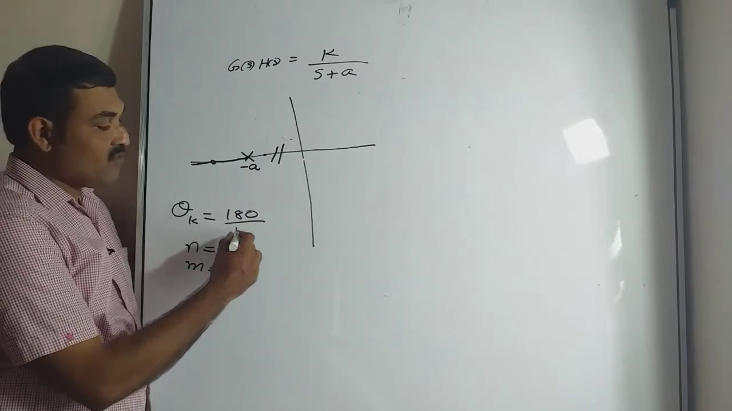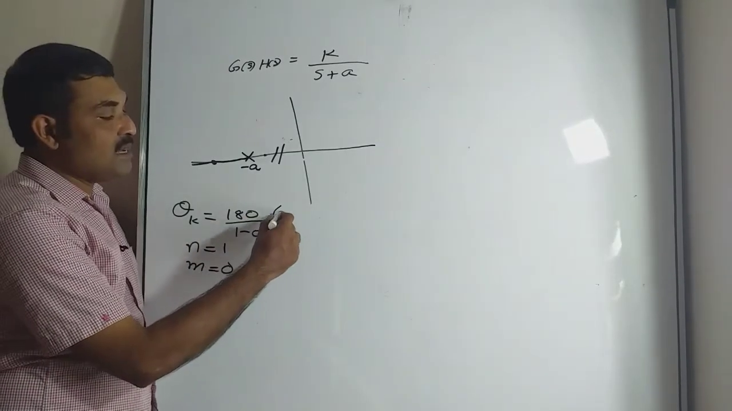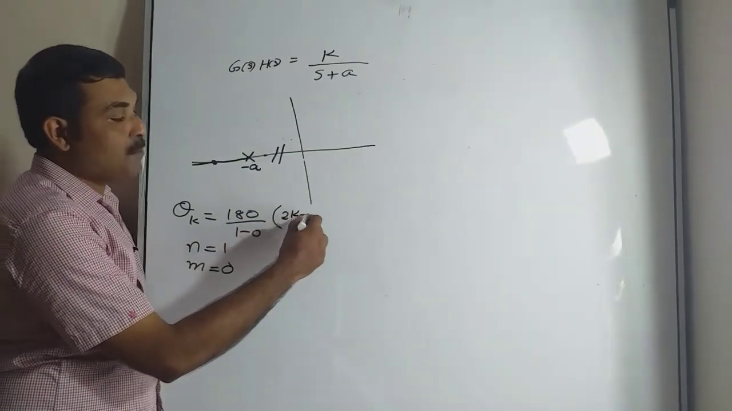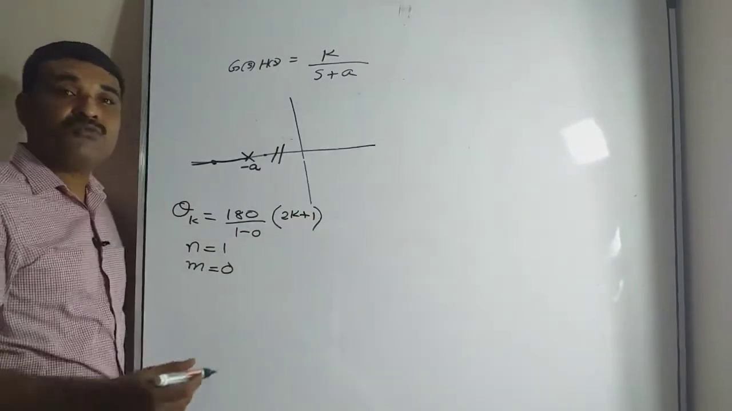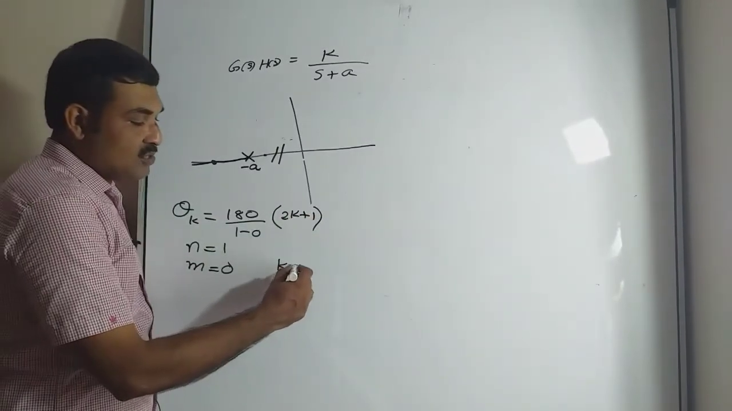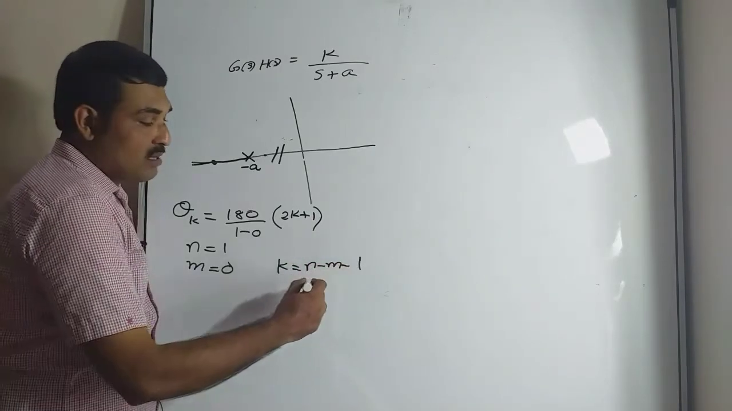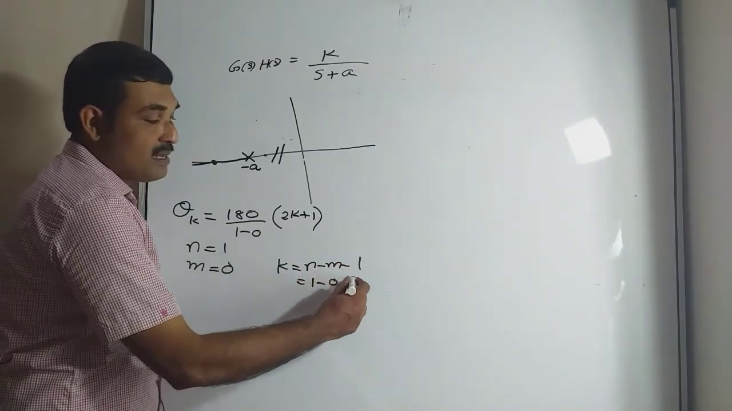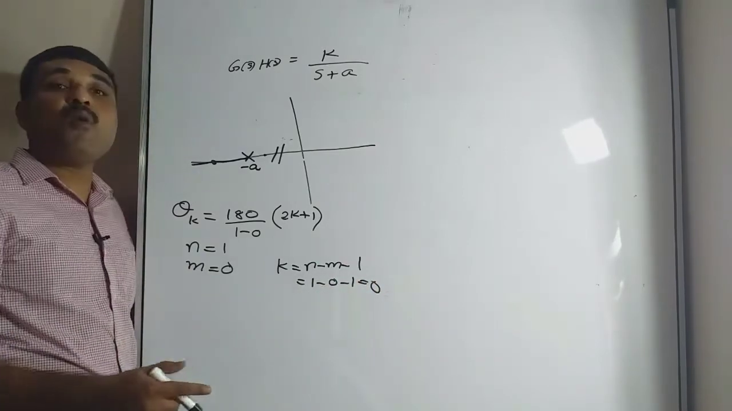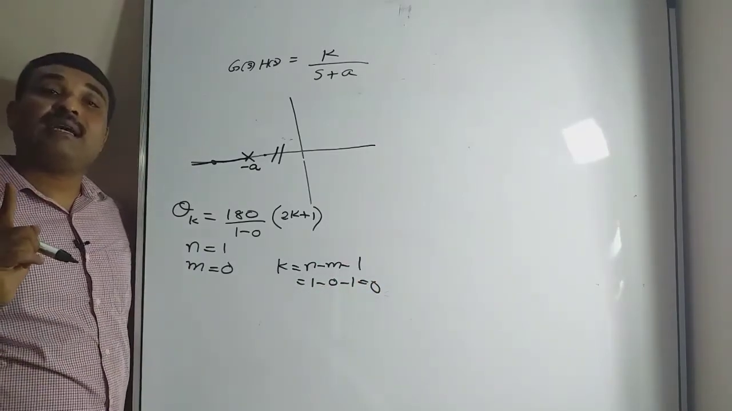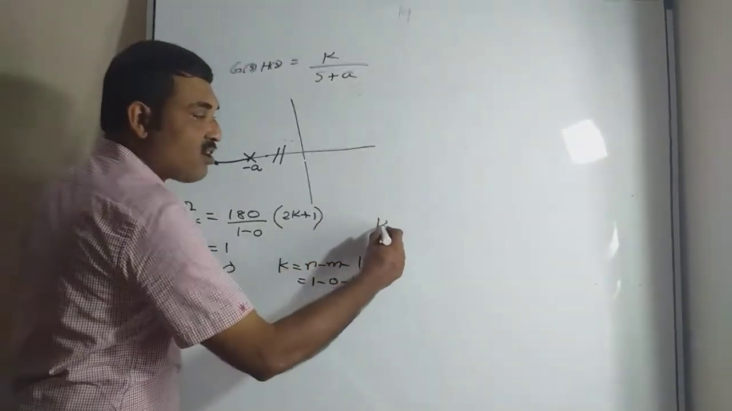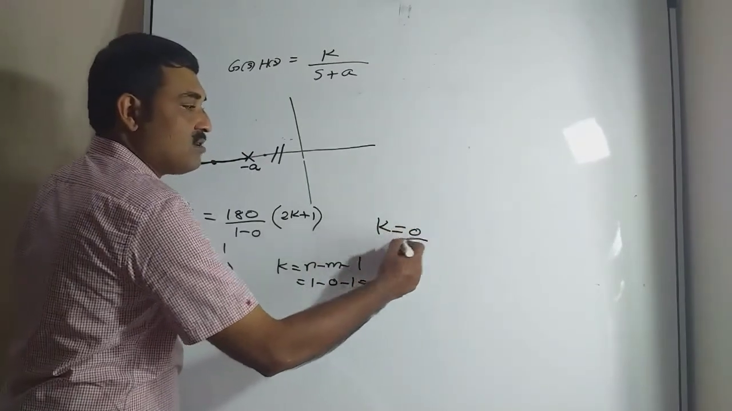So 180 divided by 1 minus 0, multiplied by 2k plus 1. What's the value of k? K is equal to n minus m minus 1, that is equal to 1 minus 0 minus 1, that is equal to 0. So we have only one value for k, that is equal to 0.